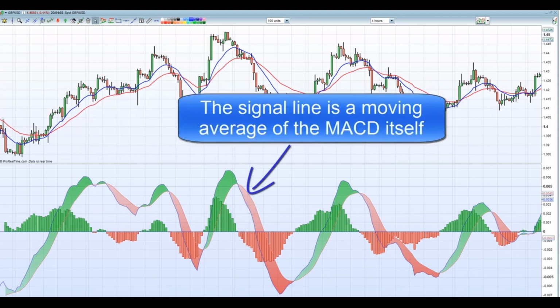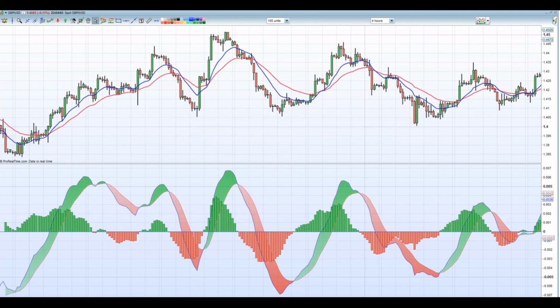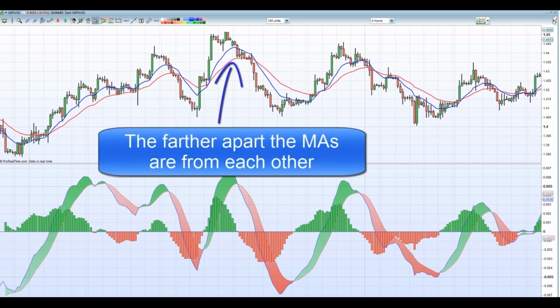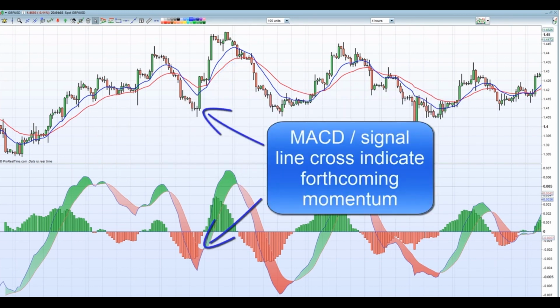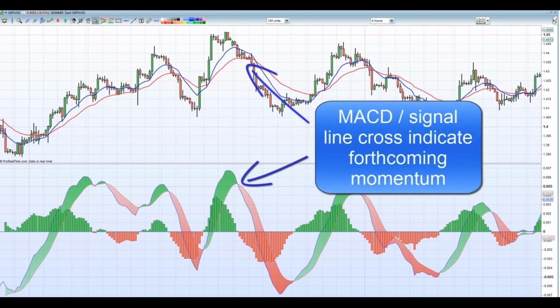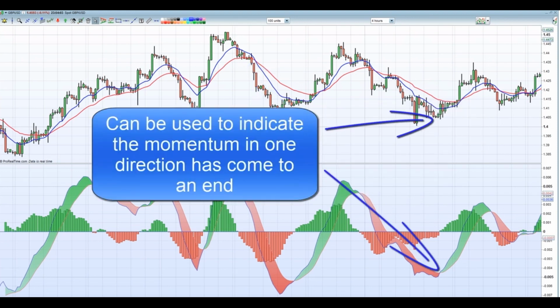The signal line, here in red, is a moving average of the MACD values themselves. Typical values for the MACD are 26 and 12 exponential moving averages and 9 for the signal line. The farther apart the moving averages are, and the greater the momentum, the farther away the MACD will be from the center line. Traders use MACD and signal line crosses, such as these, to indicate momentum trades. You can see how these crosses often match up with market moves. Traders also use the MACD crosses to indicate when momentum is coming out of the market and may use it as a signal to exit a trade.